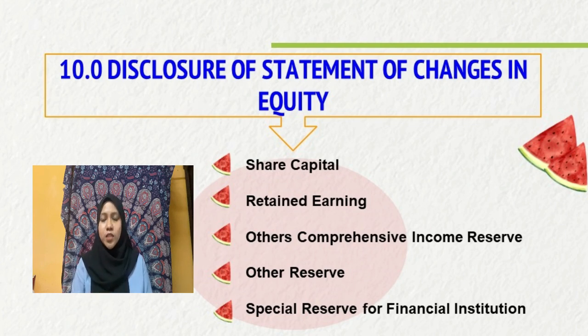In this subtopic, we divided the disclosures into 5 components, which are share capital, retained earnings, other comprehensive income reserves, other reserves, and special reserve for financial institutions. For now, I will present the disclosures of the first component, which is share capital.